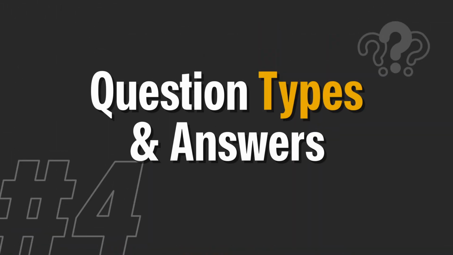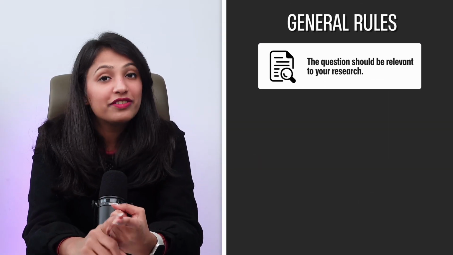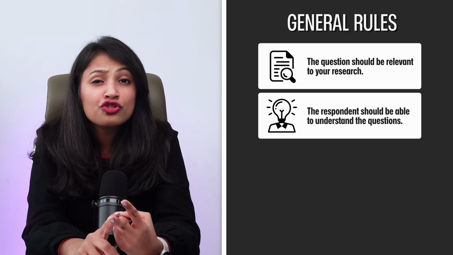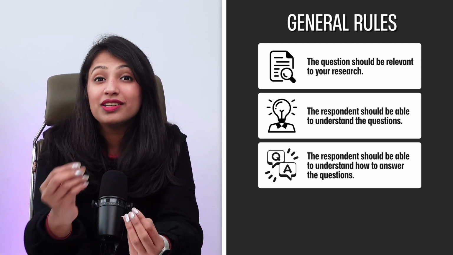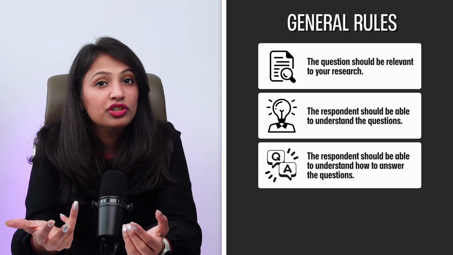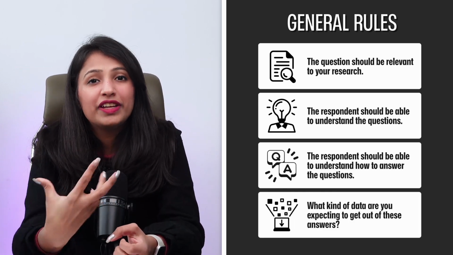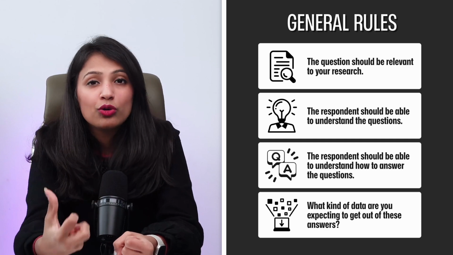Now let's move on to the fourth stage. It's all about the kinds of questions and the way to answer them. So here are some general rules. The questions should be relevant to your research. The respondent should be able to understand the question. The respondent should be able to understand how to answer this question. And lastly, what kind of data are you expecting to get out of these answers?